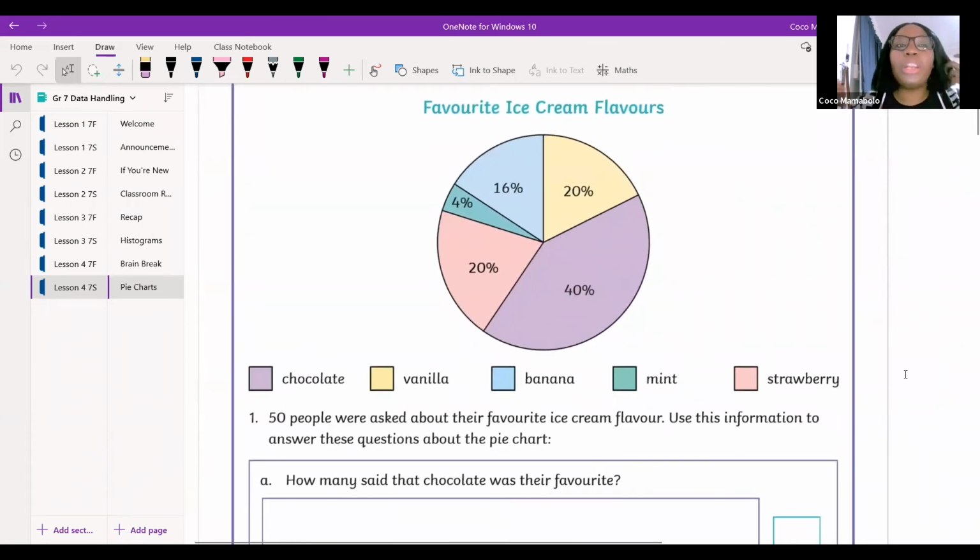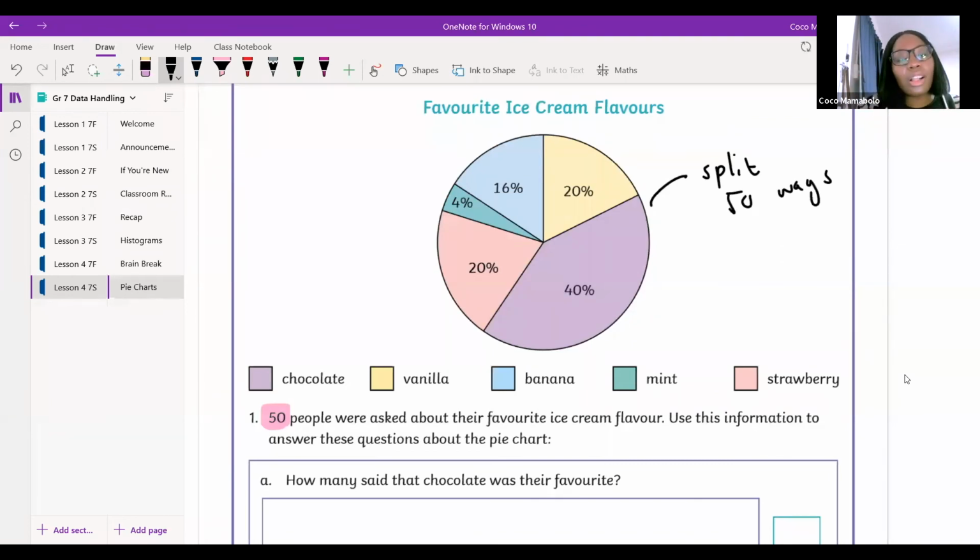Okay, so when we're looking at pie charts, guys, we have to look at how our pie, or our circle, has been split. The information that they give us at the beginning of what we're reading is very, very important. So we need to look at the part that says that 50 people were asked about their favorite ice cream. This pie chart has been split 50 ways to accommodate all 50 people.